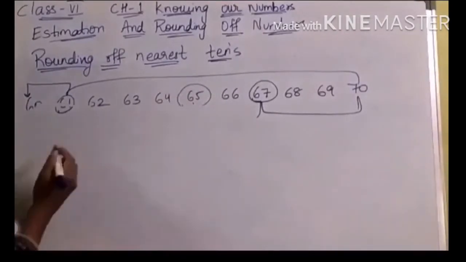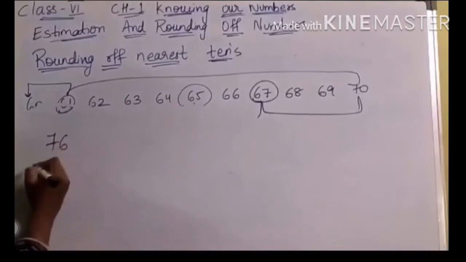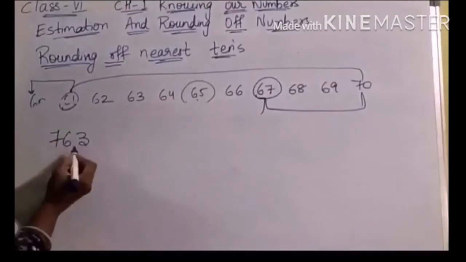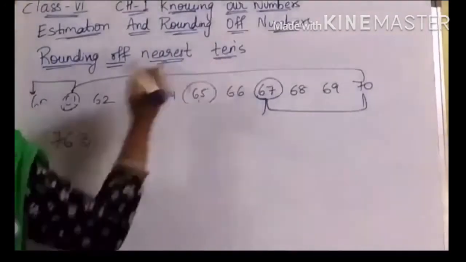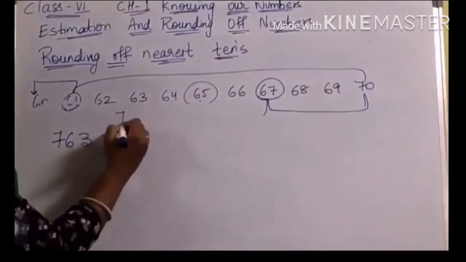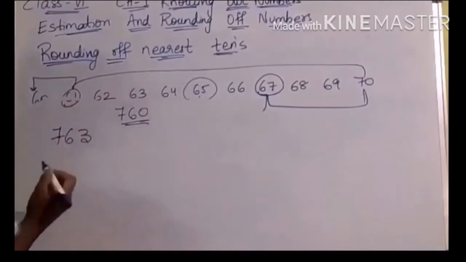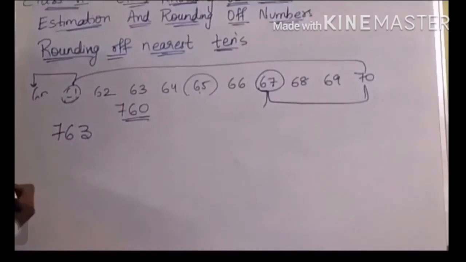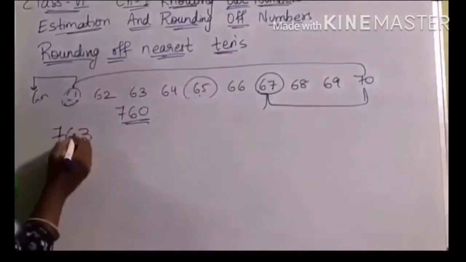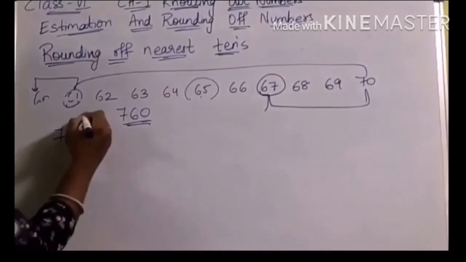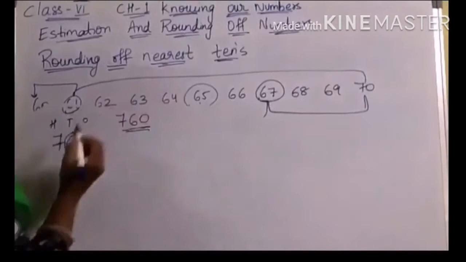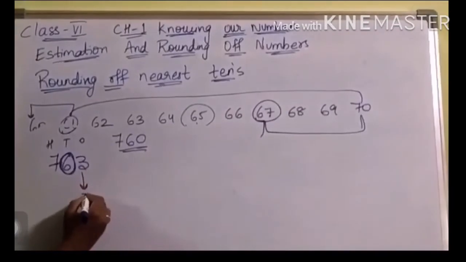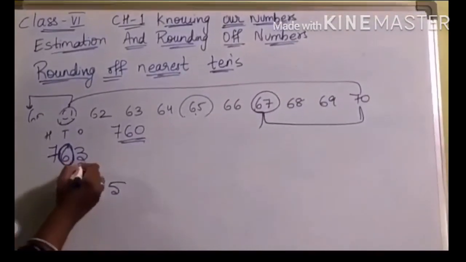For example, if I take 763, here I am doing nearest to tens. 763 is near to which number when you round it nearest to tens? You can easily say it is 760. Is it clear? But writing in this way is somewhat difficult and a little time consuming. So there is a small technique here. Nearest to tens means you have to round the tens digit. You know this is ones, tens, hundreds, right? Now nearest to tens means you should take the tens digit and round it off, and compare the next digit with 5. Always compare the next digit with 5.